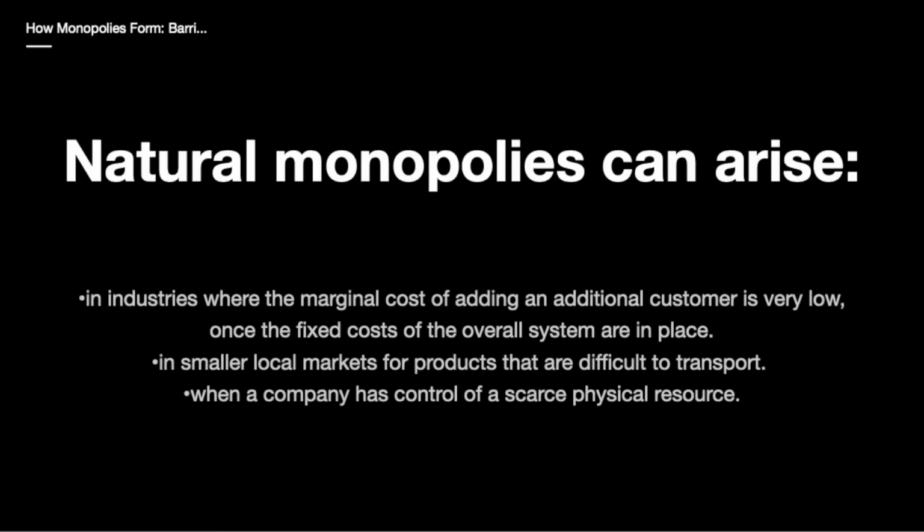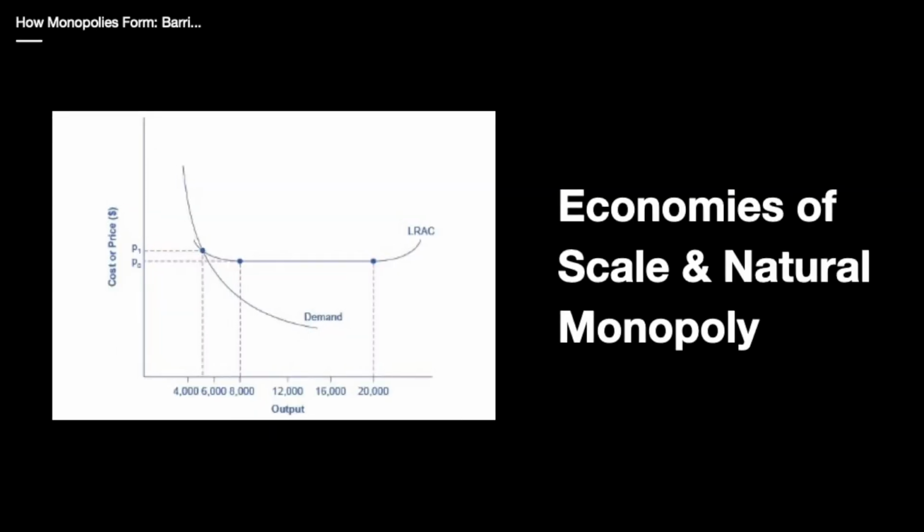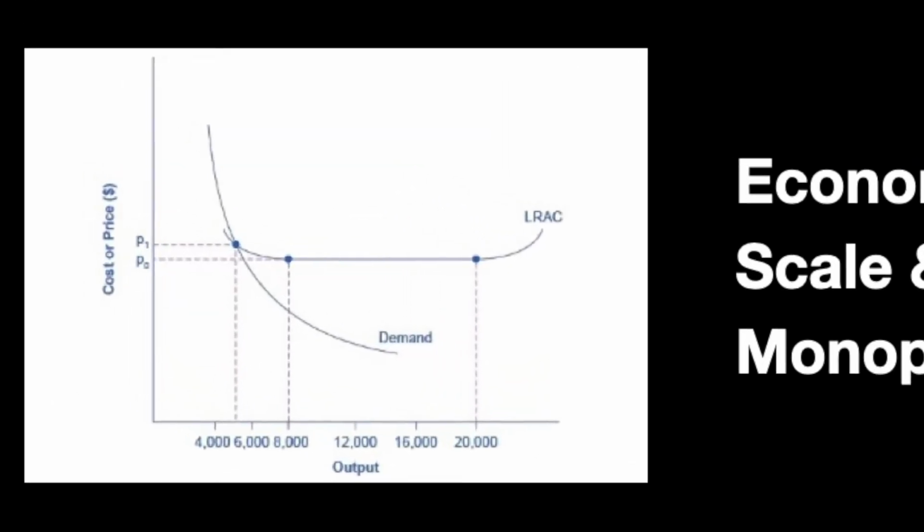Natural monopolies arise in industries where the marginal cost of adding an additional customer is very low once the fixed costs of the overall system are in place. They also arise in smaller local markets for products that are difficult to transport, or when a company has control over a scarce physical resource. Economies of scale and the natural monopoly.